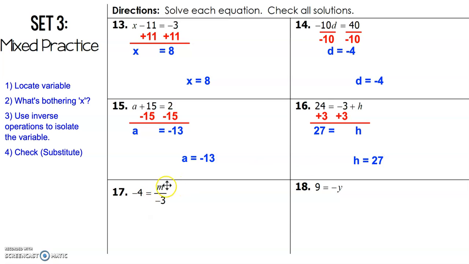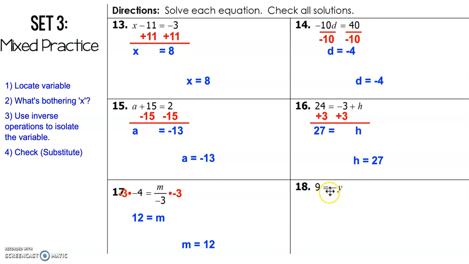On 17, what's bothering m? It's being divided by a negative 3. So how do you get rid of division? You multiply. So multiply by a negative 3 on both sides, and we get positive 12 is equal to m, which means m is equal to 12. Those mean the exact same thing when they're backwards like that.